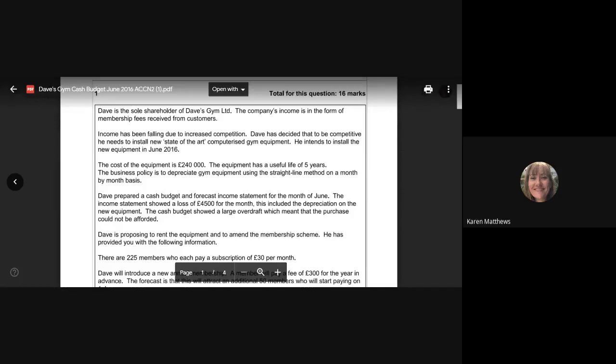So Dave's Gym then, this was a question from the ACCN2 paper, which was a mixture of financial and management accounting from the old AS specification. So this dates back to June 2016. So Dave is the sole shareholder of Dave's Gym Limited.